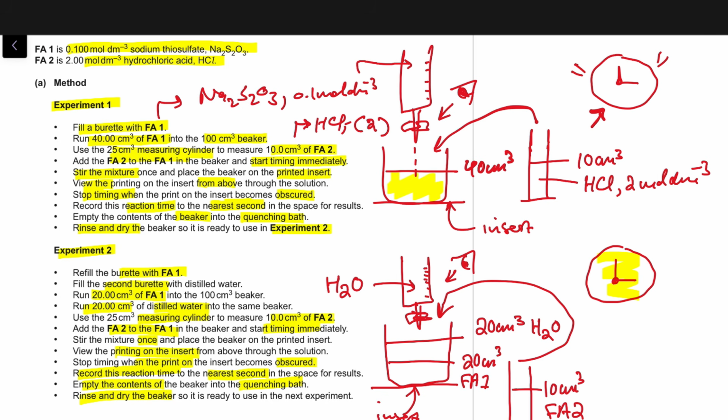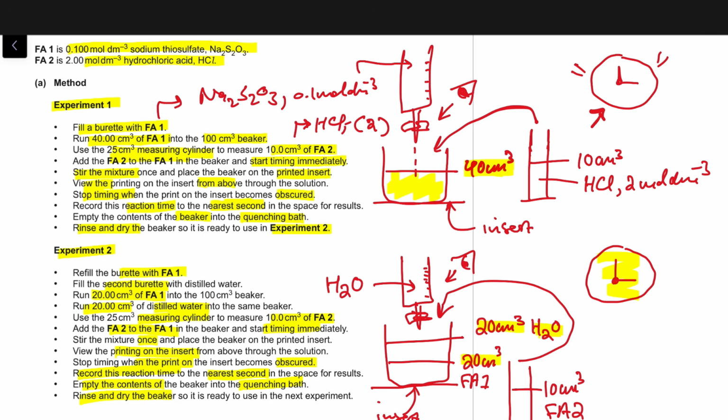So really all that we have done here is we have diluted the solution. We have maintained an overall volume of 40 centimeters cubed. However, we have diluted our solution of sodium thiosulfate using our water in the second experiment. So really experiment 1 uses a more concentrated sodium thiosulfate.